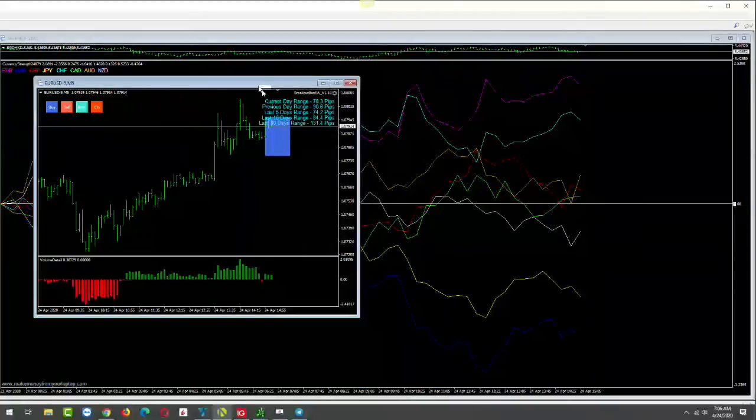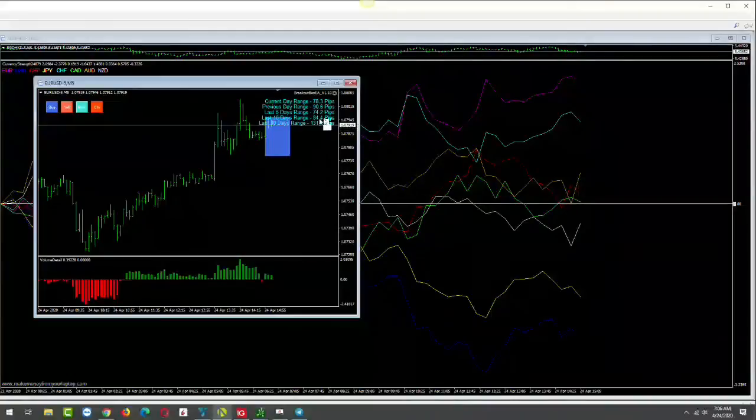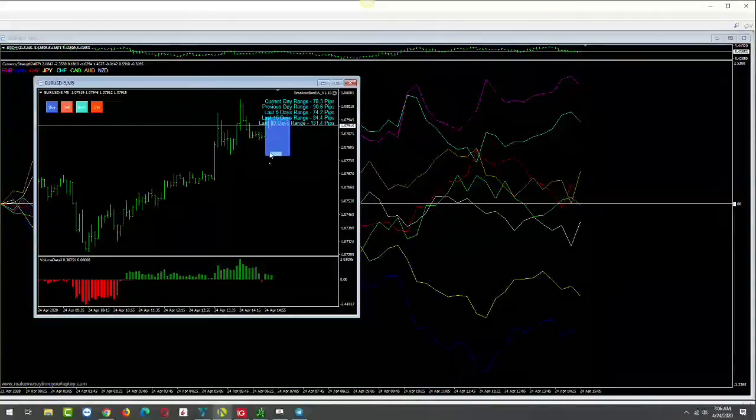What is the probability of this continuing on 20 more pips from here? Well, we've already moved 78 pips for the day. Our average is 74 to 84. So, what's the likelihood of this moving 20 more pips? I mean, could it? Yeah, absolutely. It can move 100 more pips.